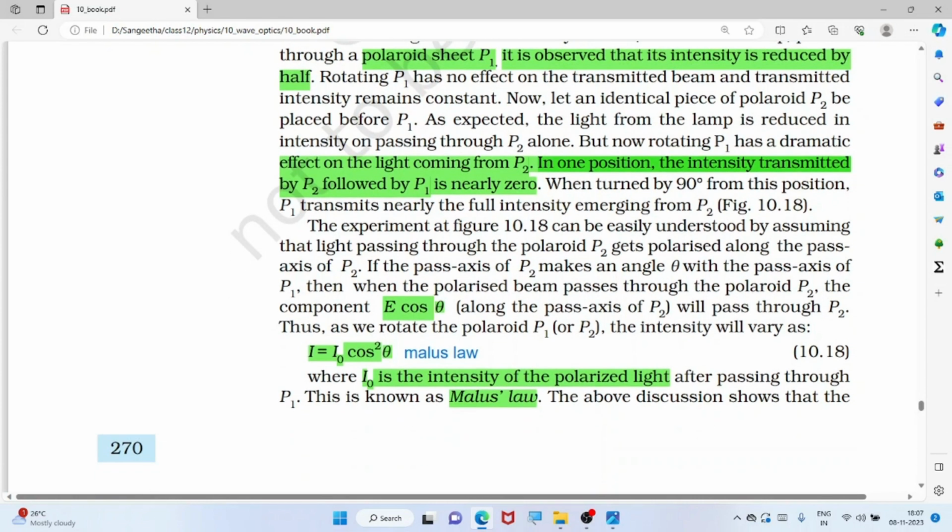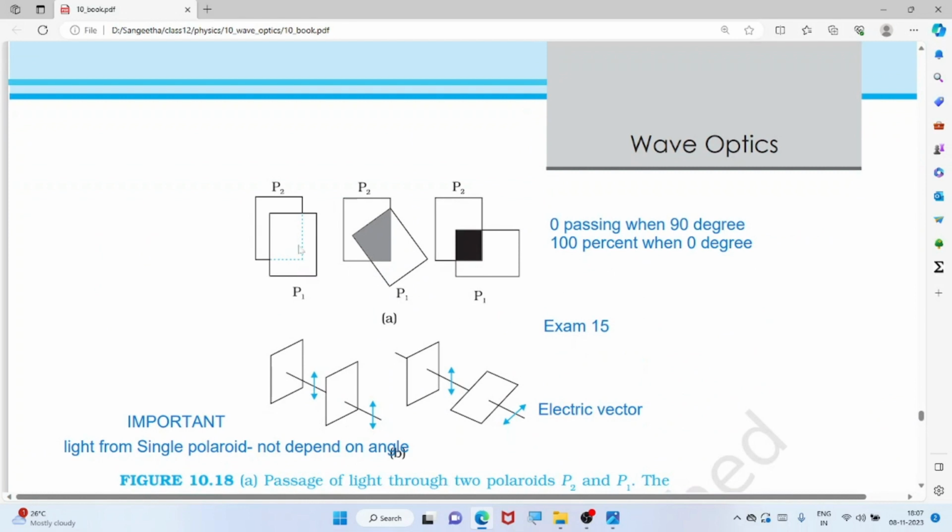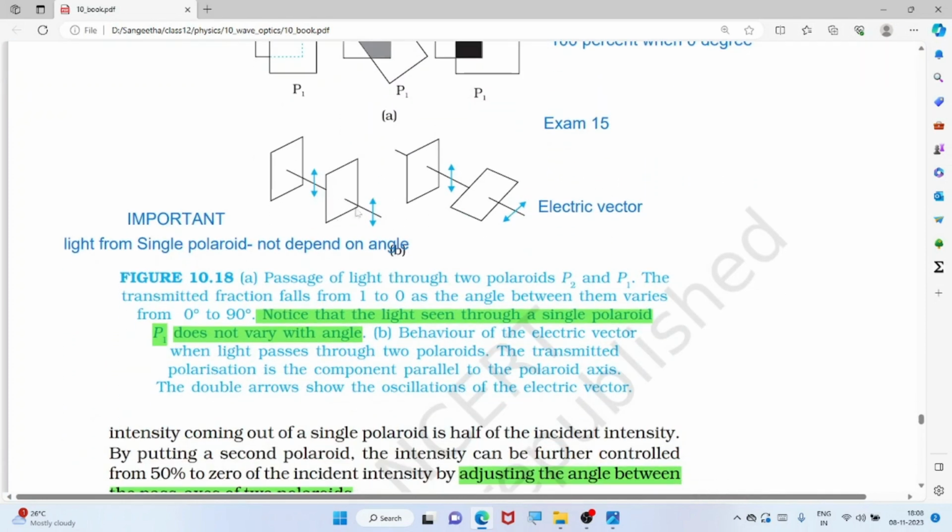When you pass polarized light to another Polaroid, the intensity of the output is based on Malus's formula. It depends on the angle between the pass axes of the Polaroids. Here, the pass axes of these two are parallel, so all light will pass. At 90 degrees there is a complete block; no light will pass. This is polarized along this electric vector.